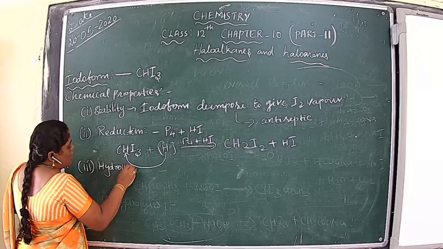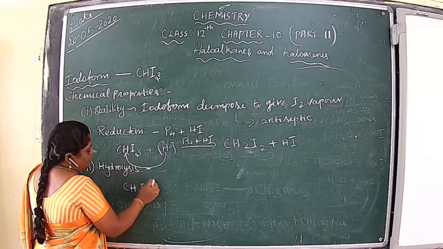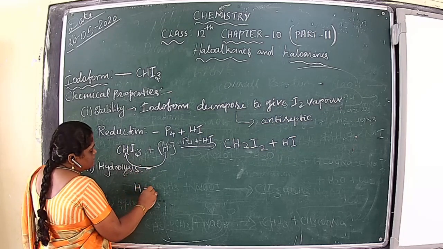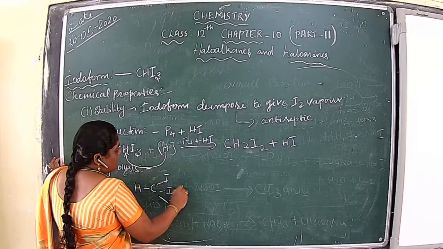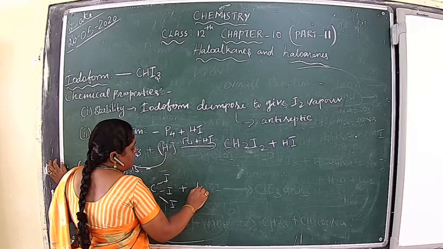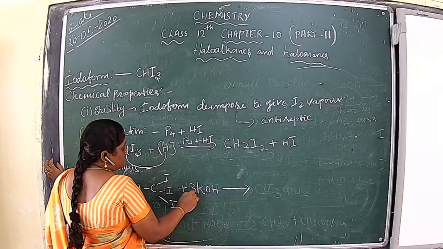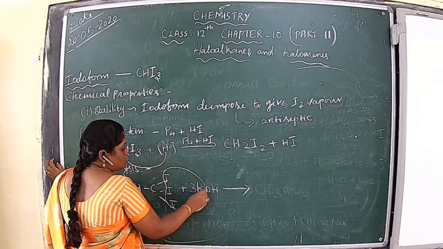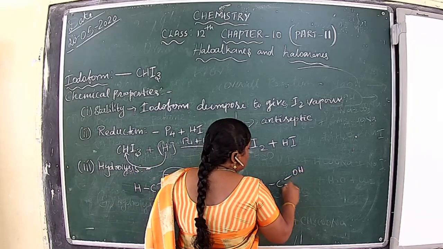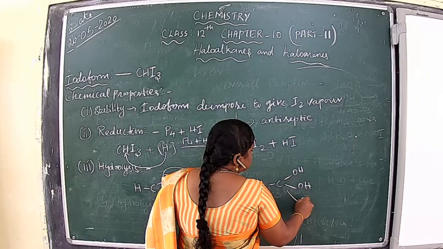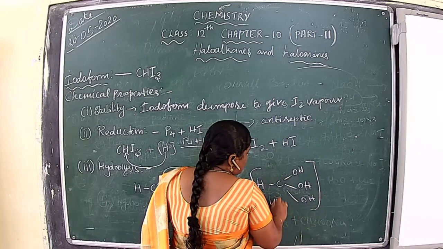The third one is hydrolysis with KOH. Hydrolysis of iodoform: CHI3. We can write CHI3, as we already discussed in chloroform, plus KOH or NaOH. Then 3 KOH we can take, 3 KI will go out. Then we can add CH(OH)3. This compound becomes what? Unstable.